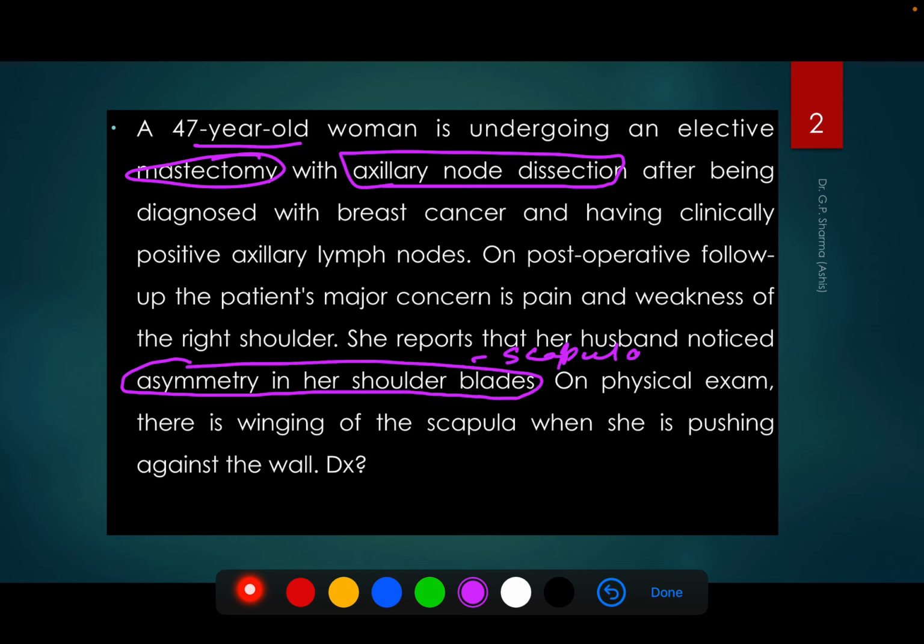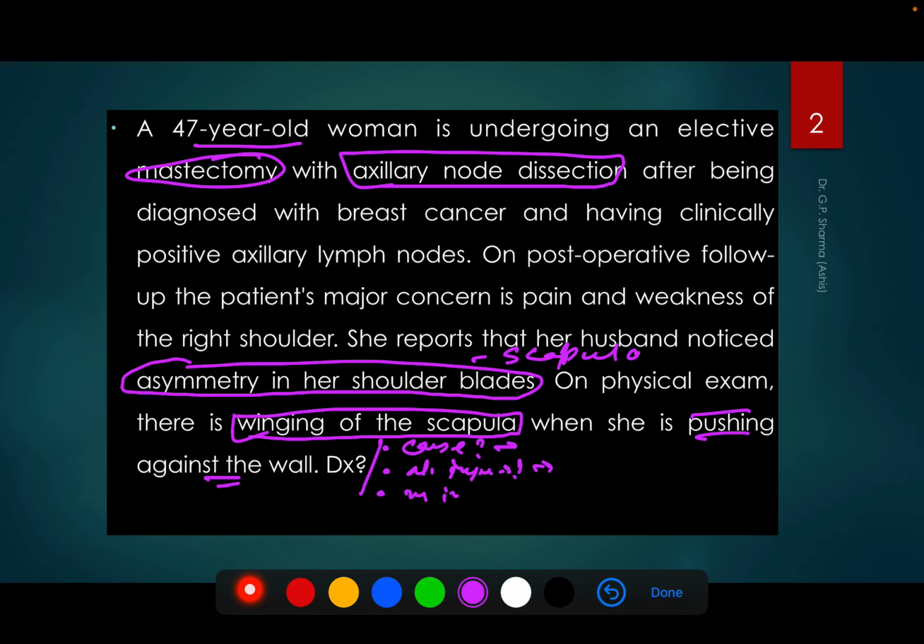On exam, there is winging of the scapula, yes, it's given over here, winging of the scapula when she is pushing against the wall. Right, so if we see this one, what should we understand over here? We have to understand the cause, the nerve injured, the muscle injured, and the presentation.